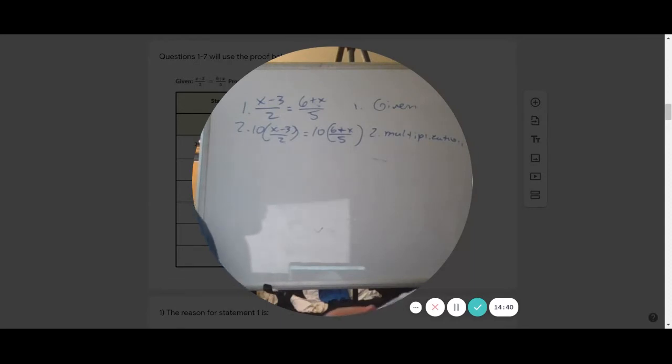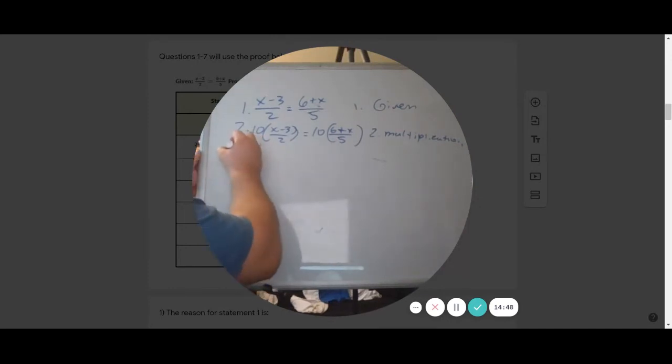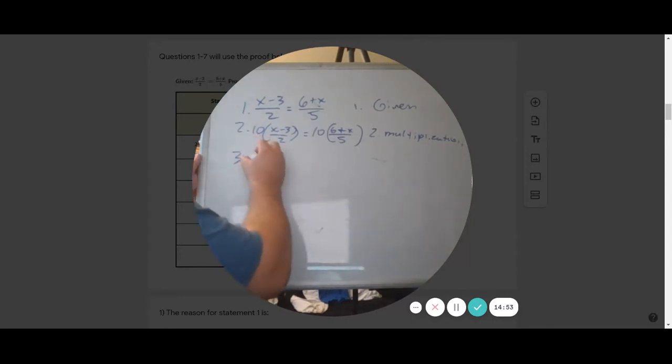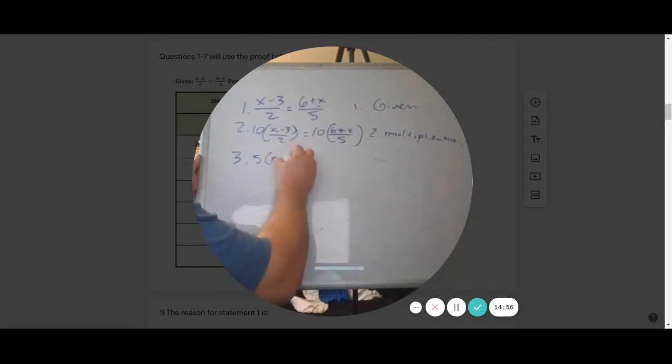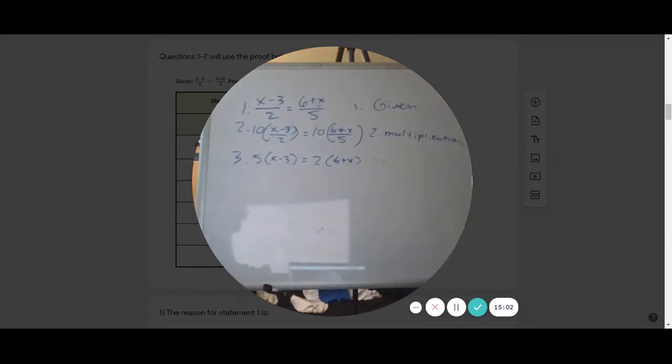And then how do we suddenly, so on this one, let's look at step 3. So now in step 3, we have 5 times x minus 3 equals 2 times 6 plus x. Okay, so again, look at your properties if you need to. And how can you go from having a 10 here, and now it turns into a 5, this 10 turns into a 2? Think about what would cause that to happen.